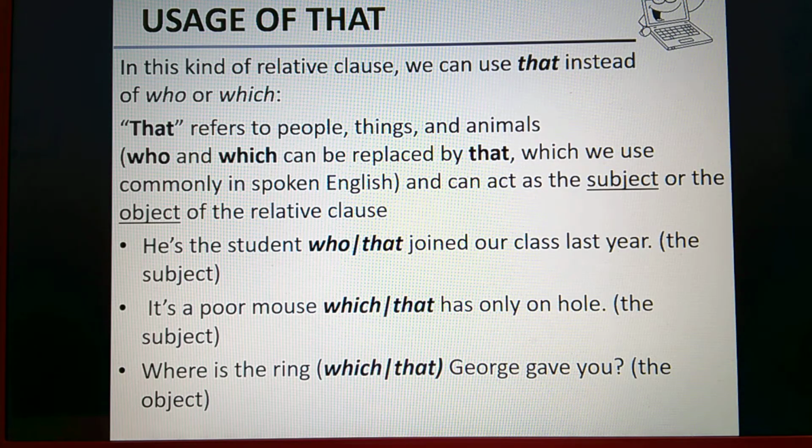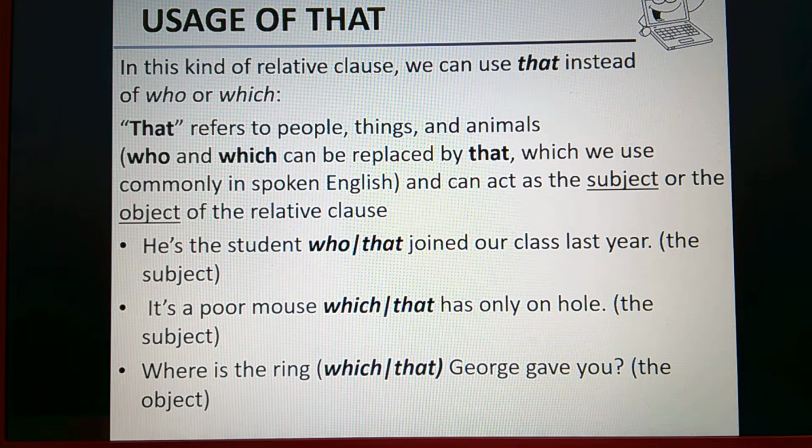In this kind of relative clause, we can use that instead of who or which. That refers to people, things, and animals. Who and which can be replaced by that, which we use commonly in spoken English, and can act as the subject or the object of the relative clause. He is the student who joined our class last year. In this sentence, it is the subject.